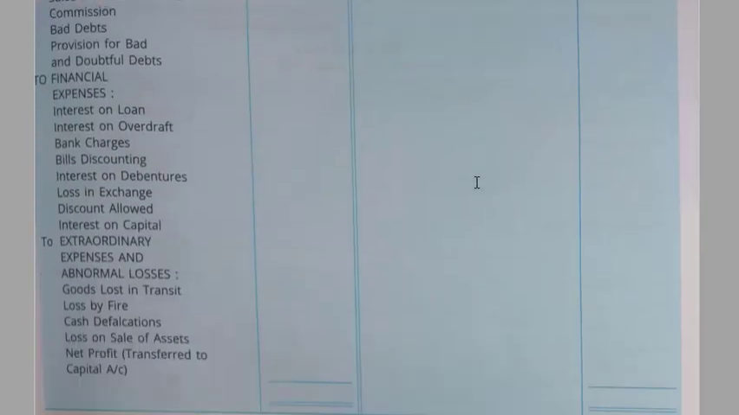Then financial expenses, that is interest on loan, interest on overdraft. You pay interest on loan if you have taken a loan. If there is any overdraft, it means the money was not there in your account, but the bank helped you to honor your check. So interest on overdraft, bank charges, bill discounting, interest on debentures, loss of exchange, discount allowed, interest on capital. These all come under the financial expenses.